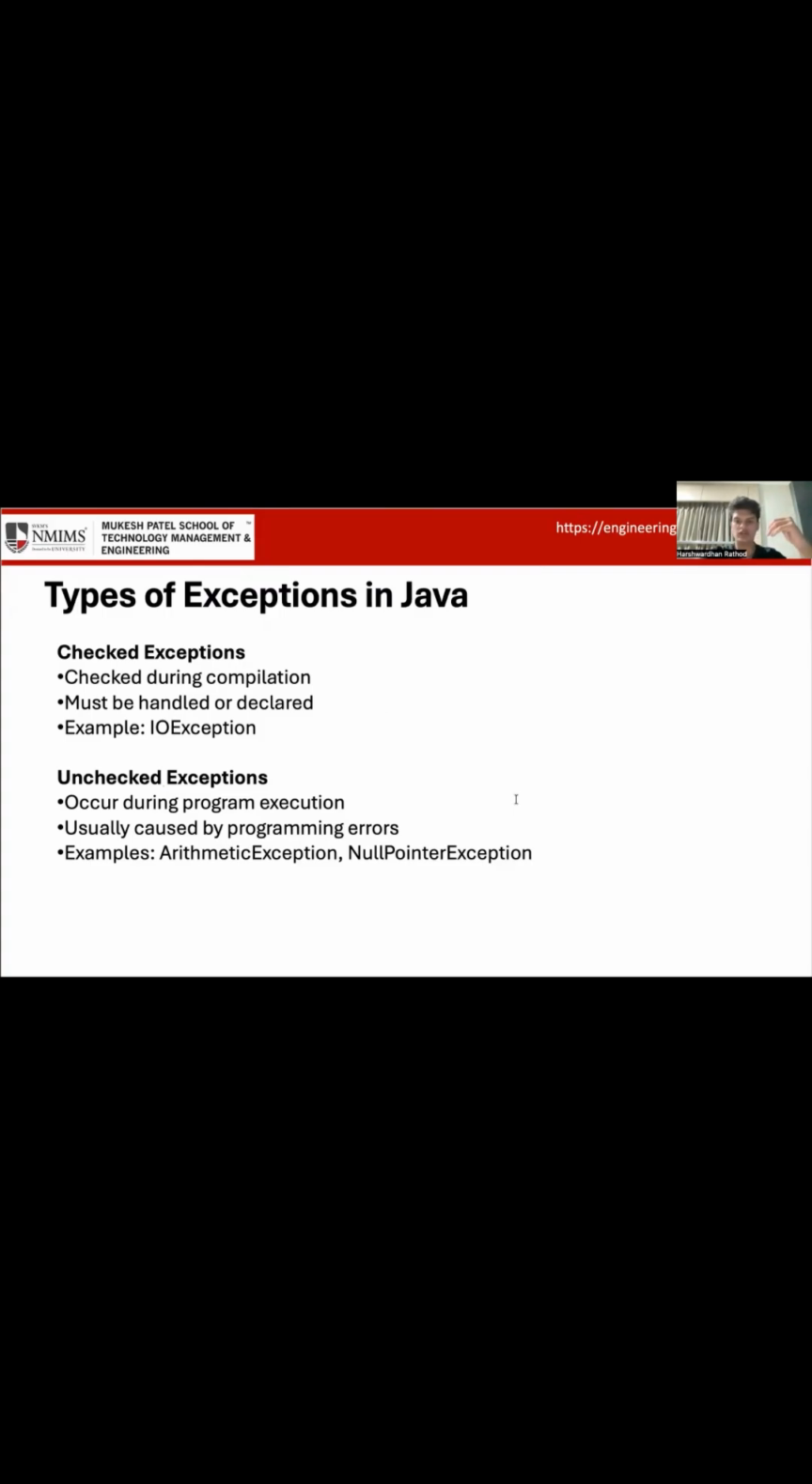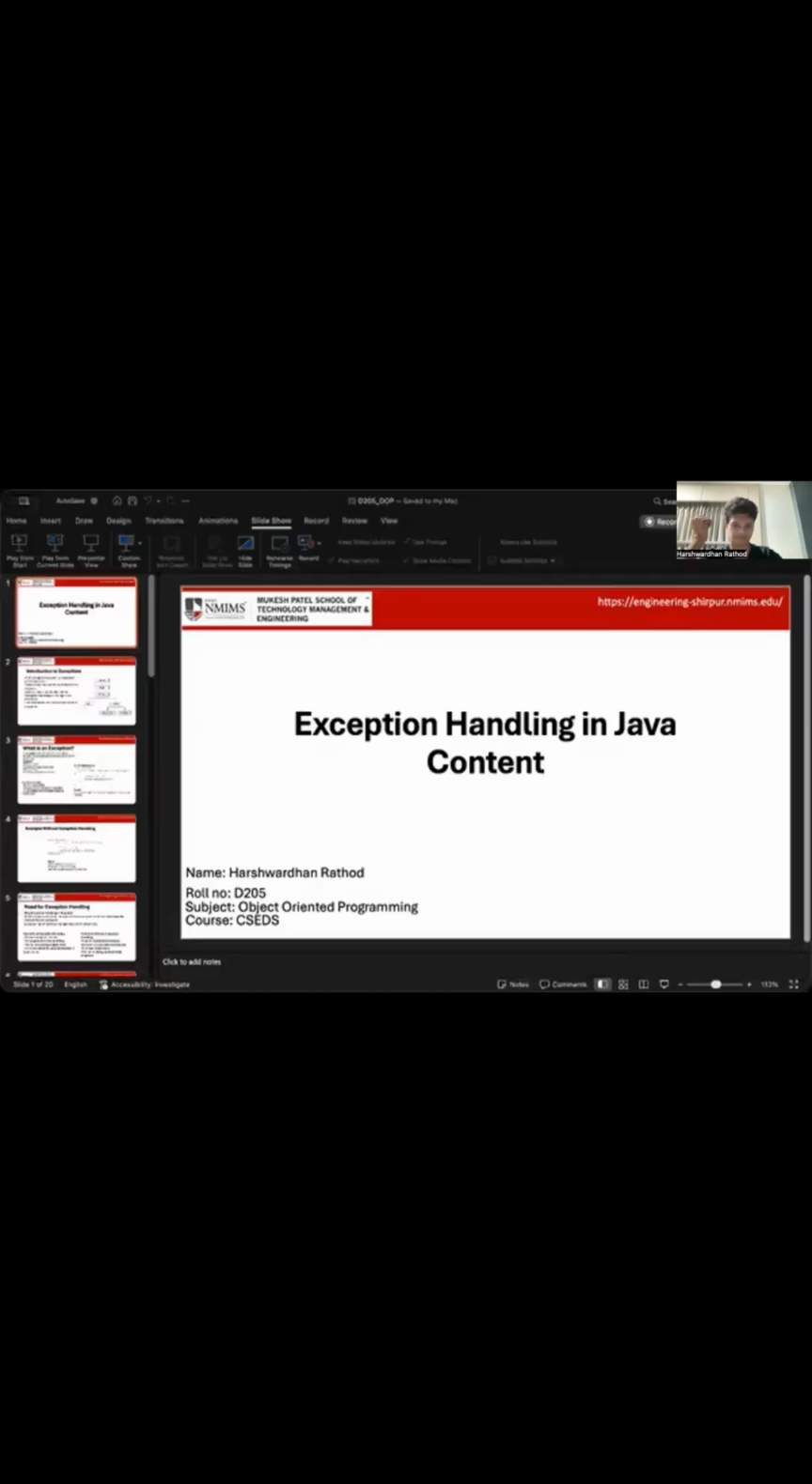Exceptions, in which they are checked during compilation, and unchecked exceptions, which are checked during program execution. Like in the slides given, checked exceptions are checked during compilation. It must be handled or declared, for example, IOException. Unchecked exceptions occur during program execution. They are normally caused by programming errors, for example, ArithmeticException and NullPointerException.